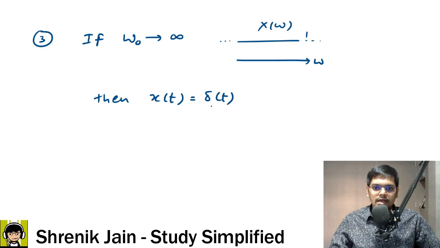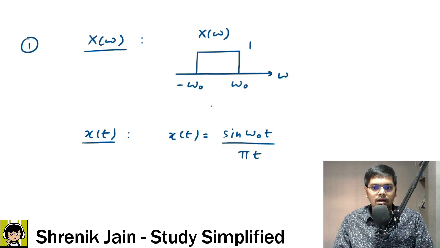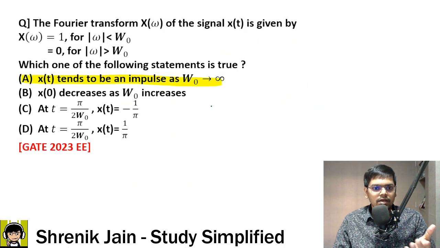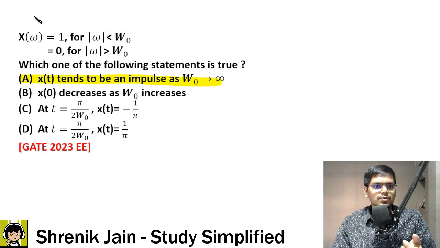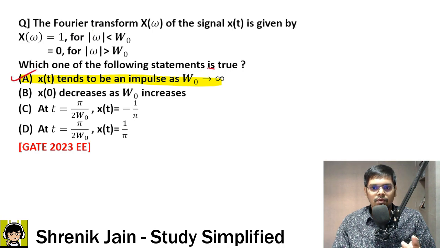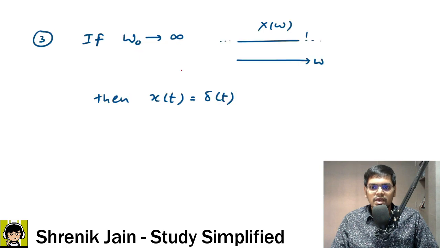Once you know that x of t is equal to delta of t, obviously the next point comes to your mind that they were saying that x of t tends to be an impulse, which is absolutely true. We have seen when you are increasing omega naught, which is nothing but the width, it behaves as a DC signal, which is amplitude 1.